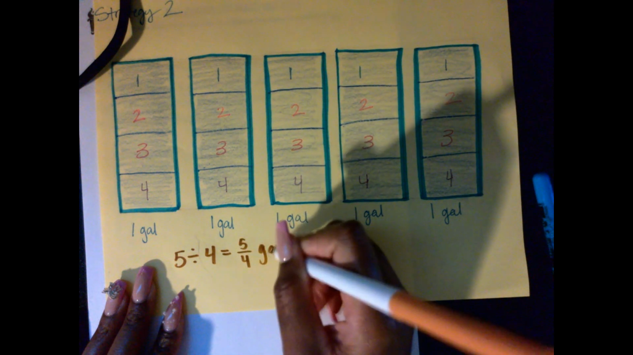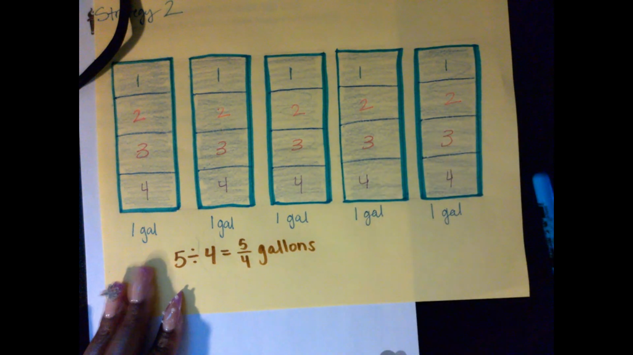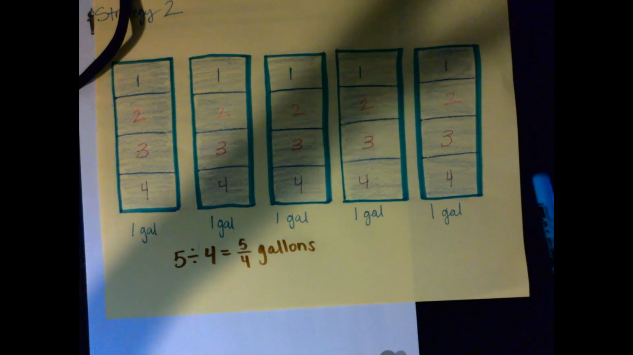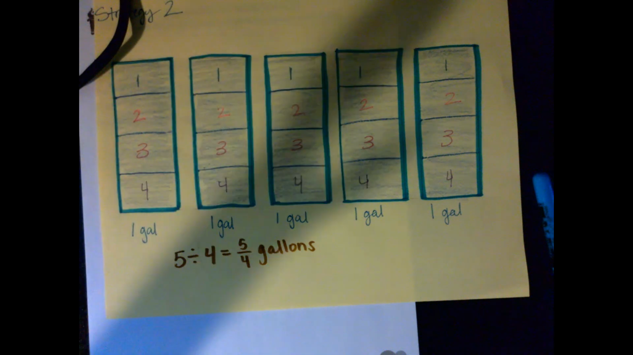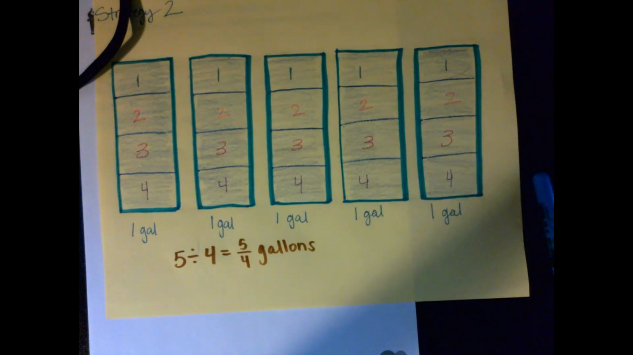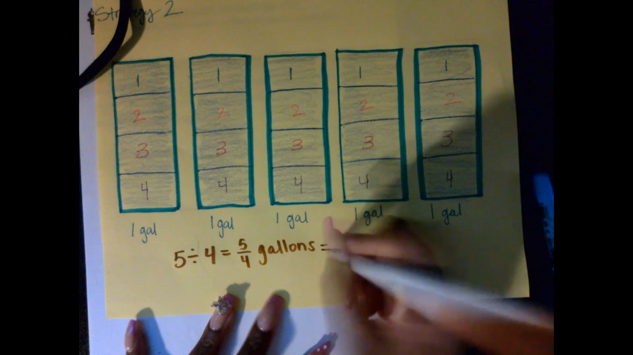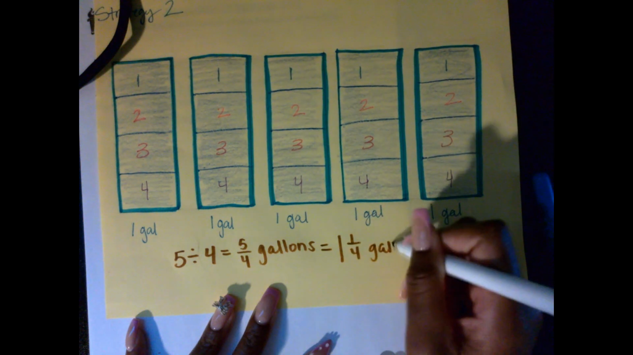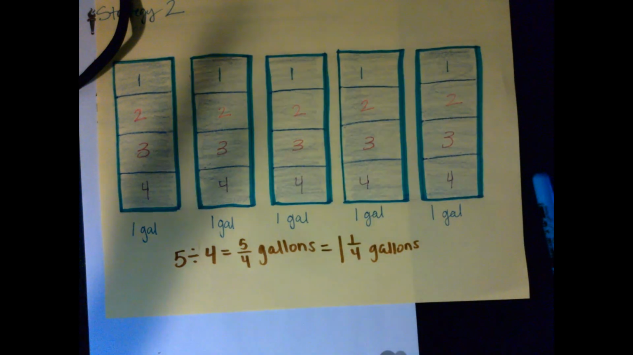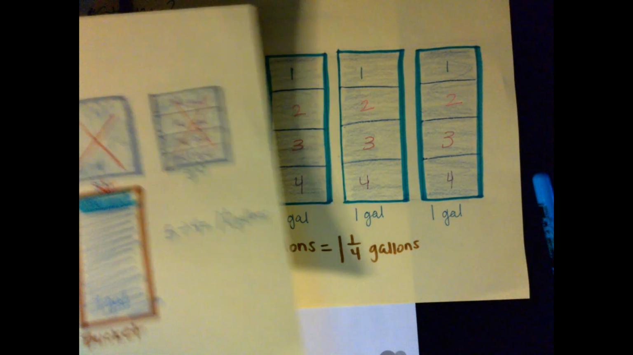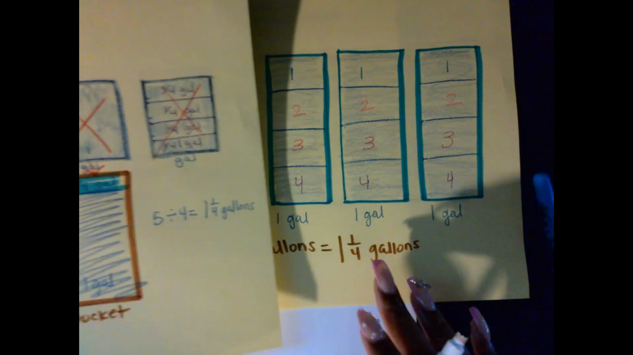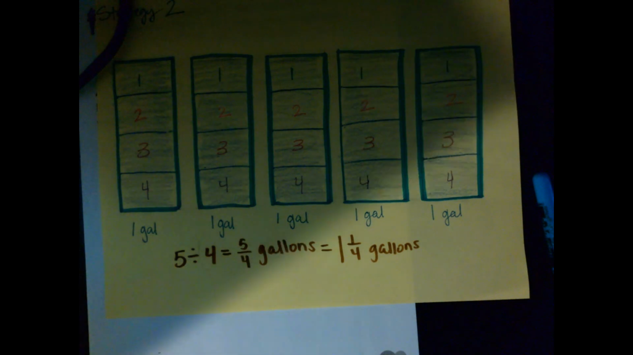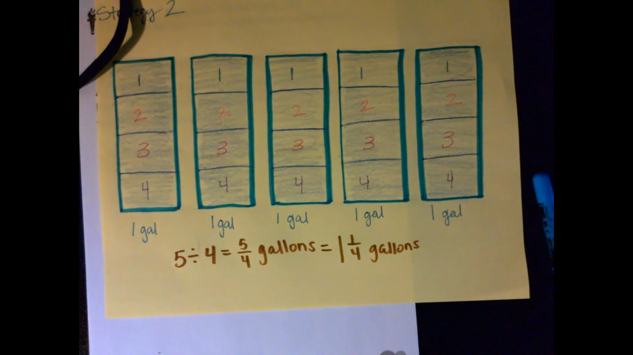But I know I can't leave that like that because that's improper. So let me think. I know 4/4 is equal to 1 whole. So take 4/4 away from 5/4. That leaves me with 1/4 left. So I know 5/4 gallon is the same thing as 1 1/4 gallon. I can clearly see, looking back on strategy 1, that even though I solved my problem 2 different ways, I still have the same answer, because 1 1/4 gallons is the same thing as 5/4 gallons.